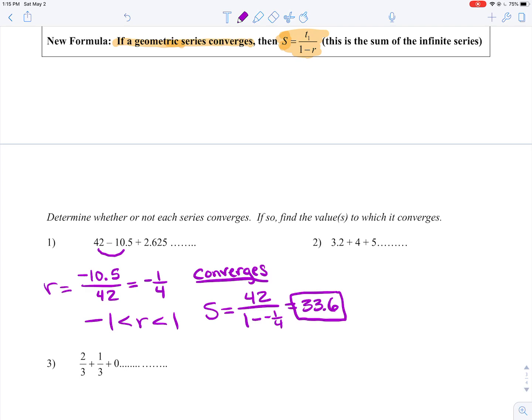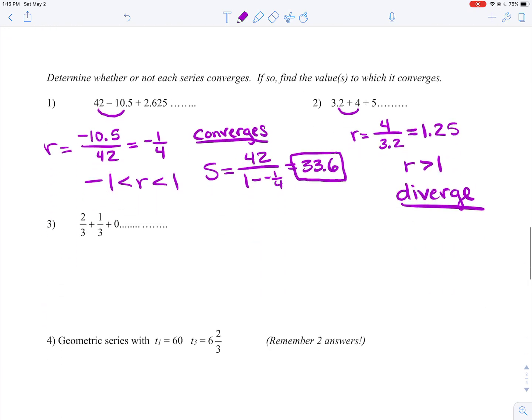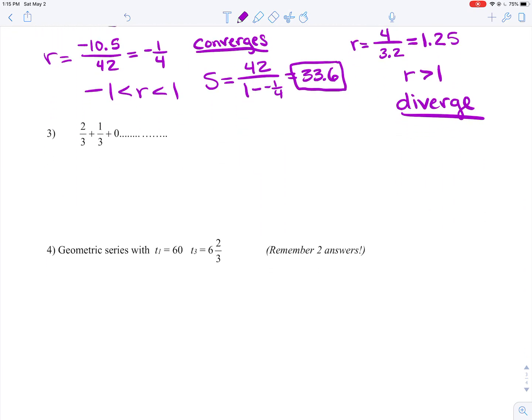In our next one, if we look at our r, 4 divided by 3.2 is going to equal 1.25. And since r is greater than 1, this is going to diverge. And we only need to find the value when it converges, because if it diverges, it's going to diverge to infinity or negative infinity. And since r is greater than 1, it's going to diverge to infinity.